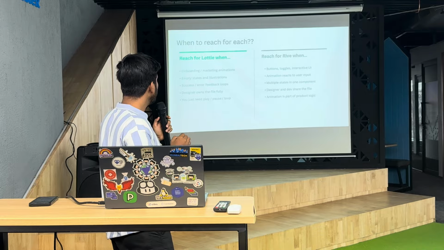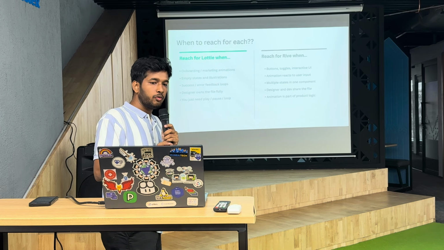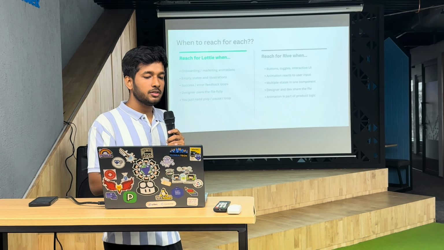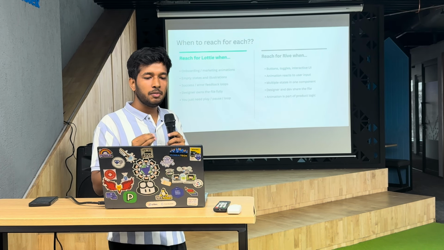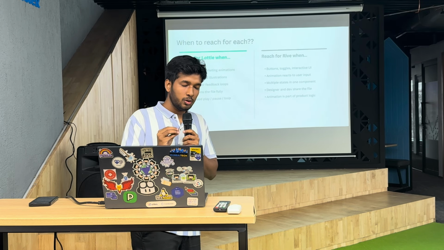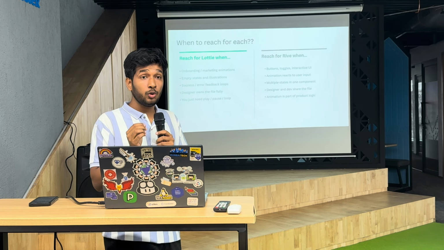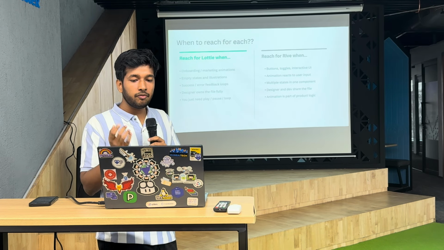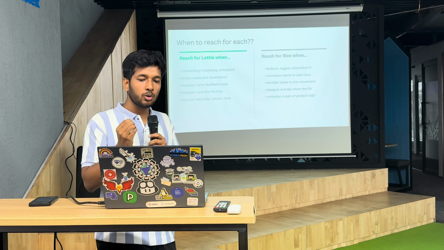So I want to know when to reach for what. If you just want to build a marketing page, just want some decorative stuff, just some animations, you can simply go with Lottie. There is no need to go with Rive. You simply need to play and pause, nothing else. But if you need interactivity, where something happens on a button click and it should reflect some animation, then you can go with Rive.